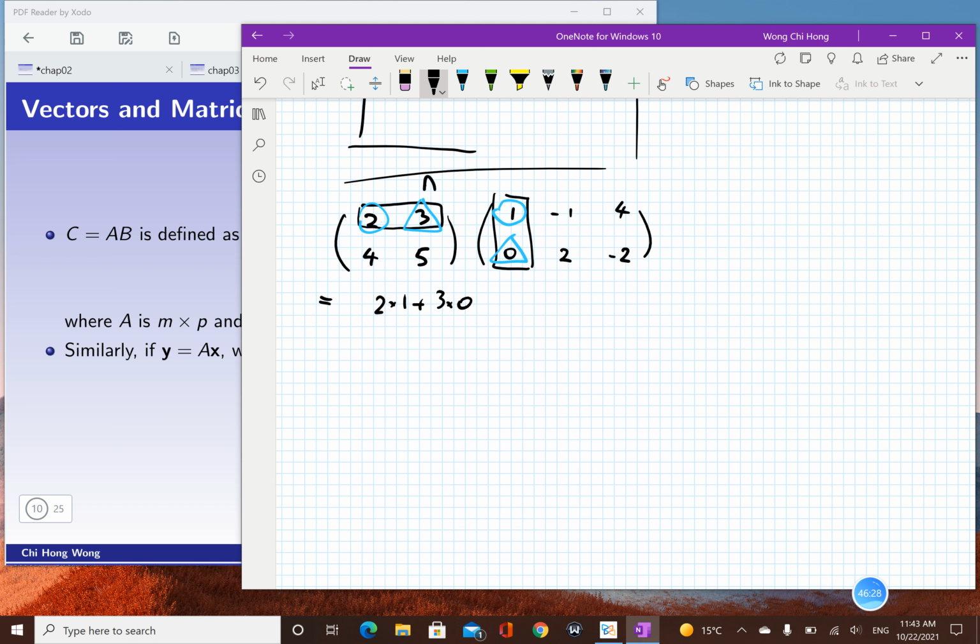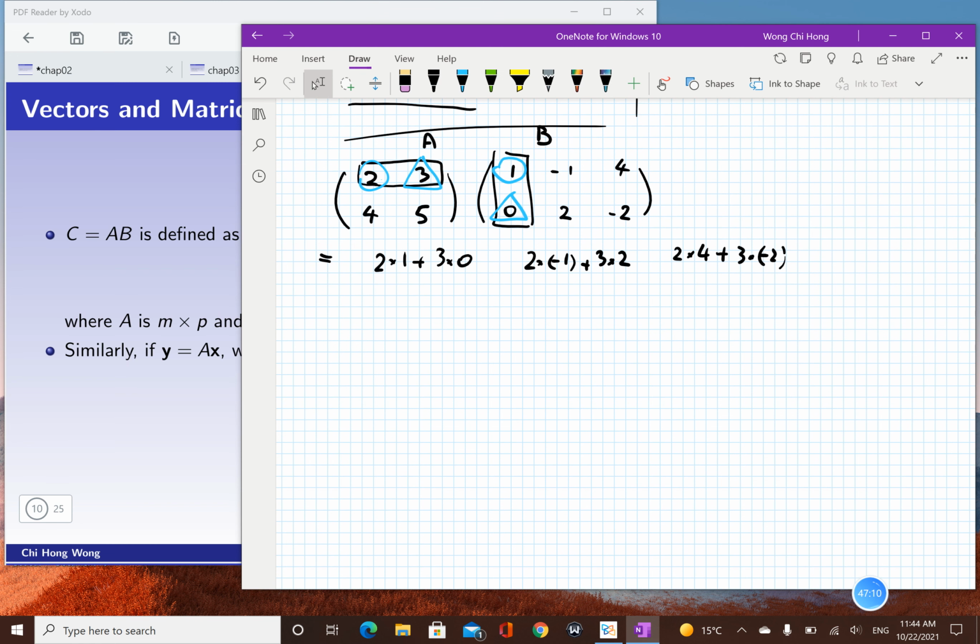If I give them names like A and B, for the product here, the first entry will be this 2 times 1 plus 3 times 0. The row multiplied to the column in a sort of dot product manner. Similarly, the next one will be 2 times minus 1 plus 3 times 2. And similarly, 2 times 4 plus 3 times minus 2. People often mess up the signs when they multiply matrices together.